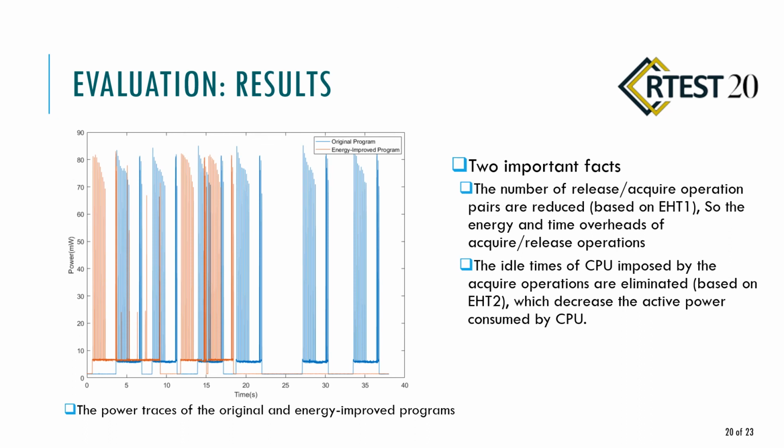First, the number of release acquire operation pairs is reduced, and consequently the system has not been imposed the energy and time overheads of acquire release operations based on EHT1. Second, the idle times of CPU imposed by acquire operations are eliminated, and this is based on EHT2, which decreases the active power consumed by the CPU. Therefore, the total execution time and the power consumption, and as a result, the total energy consumption of the energy improved program have been decreased.